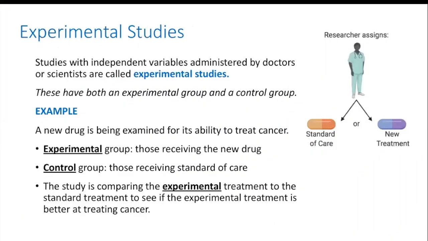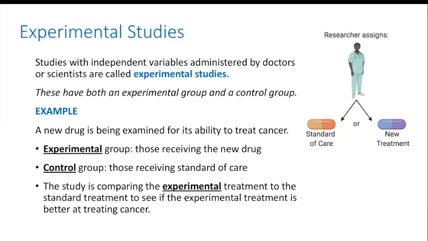The first type of study we're going to discuss are experimental studies. These are studies with independent variables that are administered by doctors or scientists. Controlled experimental studies have both an experimental and a control group.